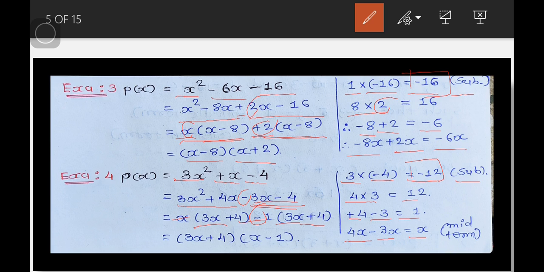Now 3x plus 4 is common in both groups, as you can see here. So now 3x plus 4 is common and the remaining part is x minus 1. With the use of these examples, you can solve the given examples.